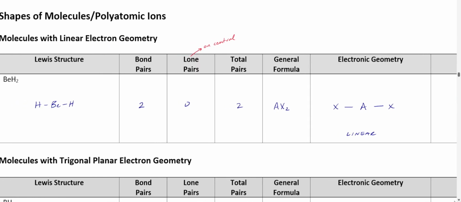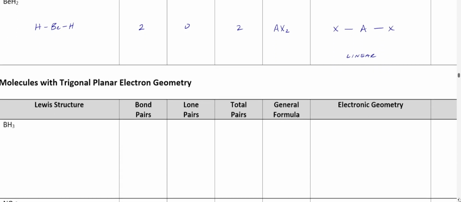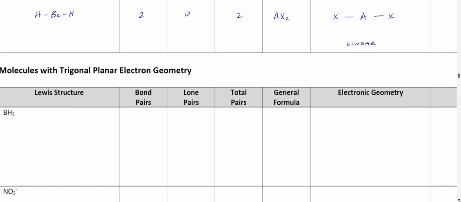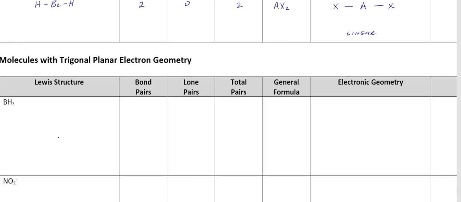Now we're going to move on, and we're going to deal with molecules that have trigonal planar electron geometry. First molecule that we're going to look at is BH3. The Lewis structure for BH3 looks like this. Now again, this is just the Lewis structure. This doesn't really give us a sense of the actual shape of the molecule. When we talk about bond pairs, we're looking around the central atom. There's 1, 2, 3 bond pairs. No lone pairs on the central atom. Total of 3 pairs. And a general formula is AX3.